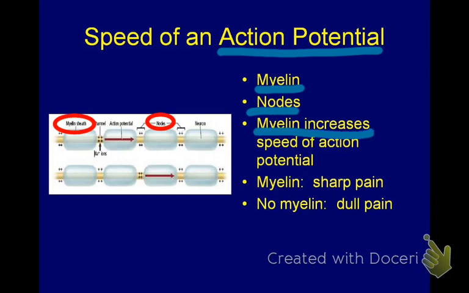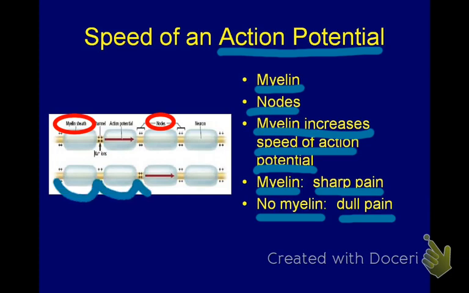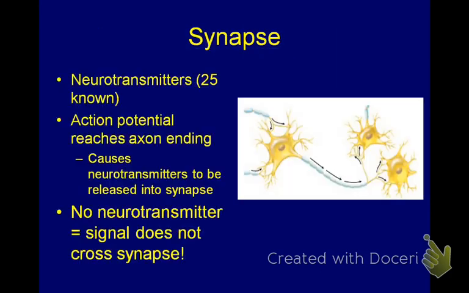Myelin increases the speed of the action potential. So if you have myelin on the axons, you're going to feel sharp pain. No myelin, you're going to feel dull pain. The signal travels more quickly when it jumps from node to node. So basically the signal skips these myelinated areas. So the signal travels more quickly in sort of an emergency situation.